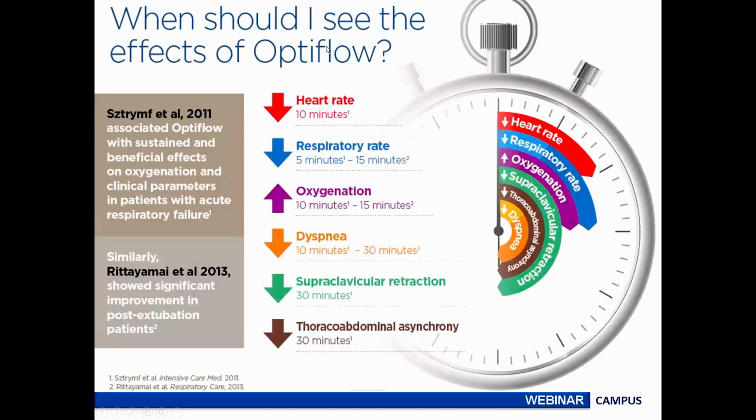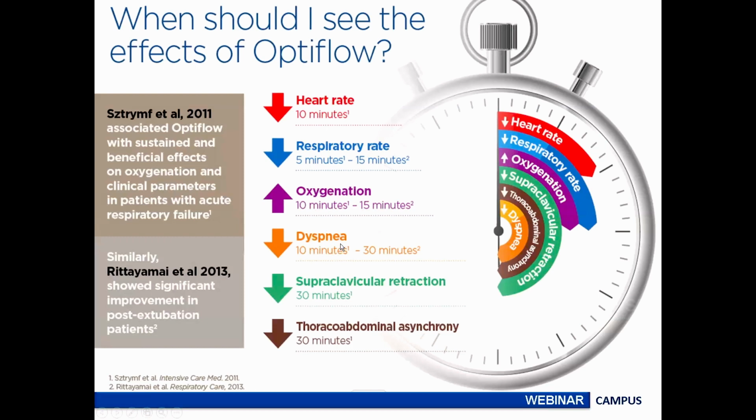So when should I see the effect of this high flow oxygen? Usually when the patient starts tolerating high flow oxygen in a distress situation, the heart rate will start coming down in 10 minutes. The respiratory rate will be reducing in 5 to 15 minutes. The oxygenation will be improving in 10 to 15 minutes.